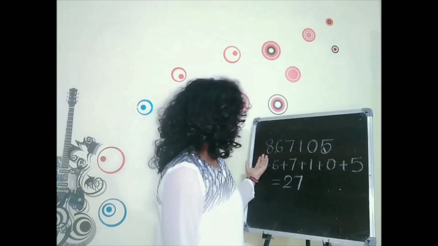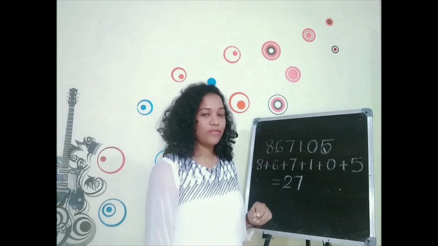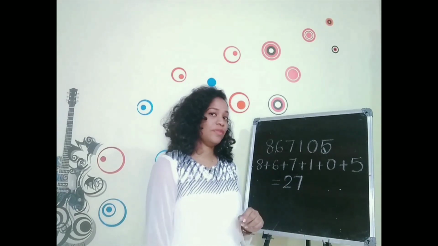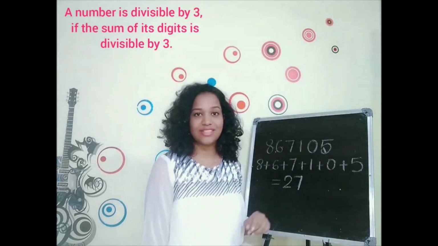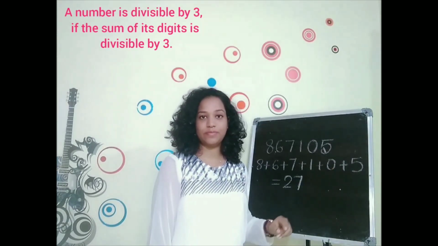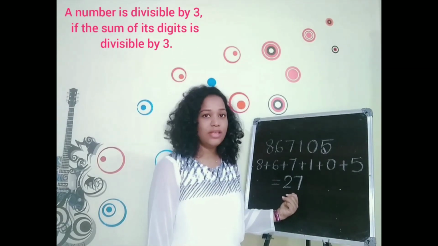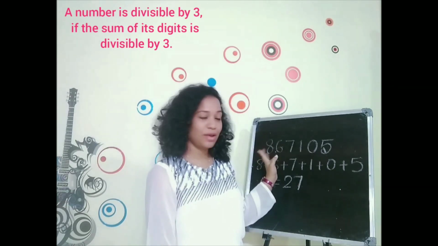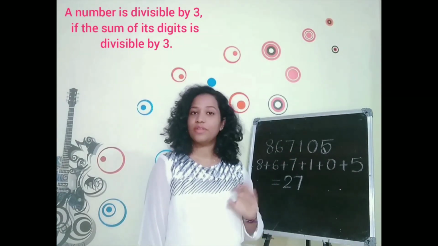I have written one more number here. It is 8,67,105. We are going to check whether this number is divisible by 3 or not. So how do we check that? Even this you have learned. Yes, we need to add all these digits. 8 plus 6 plus 7 plus 1 plus 0 plus 5. When we add all these digits, what do we get? 27. Is 27 divisible by 3? Yes, it is. So, this big number 8,67,105 is also divisible by 3.